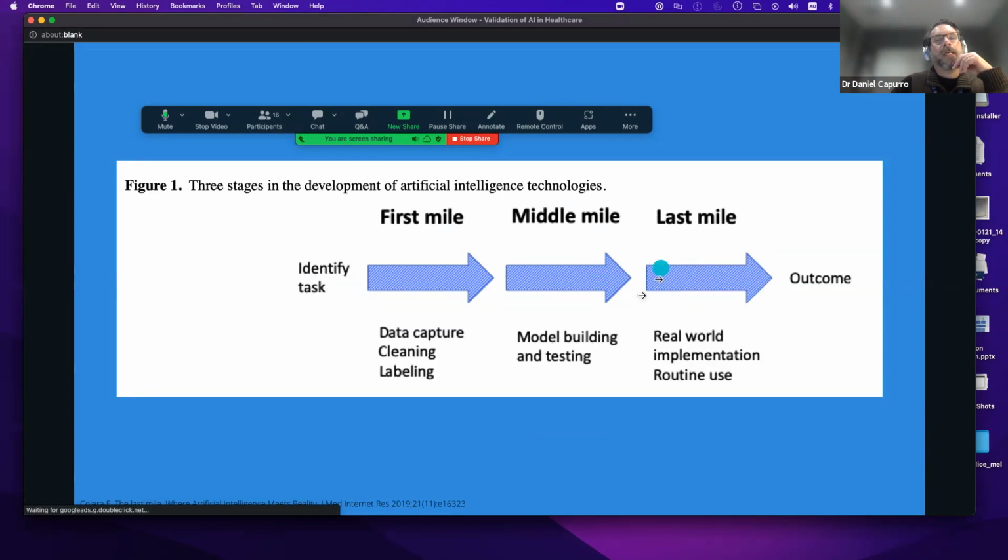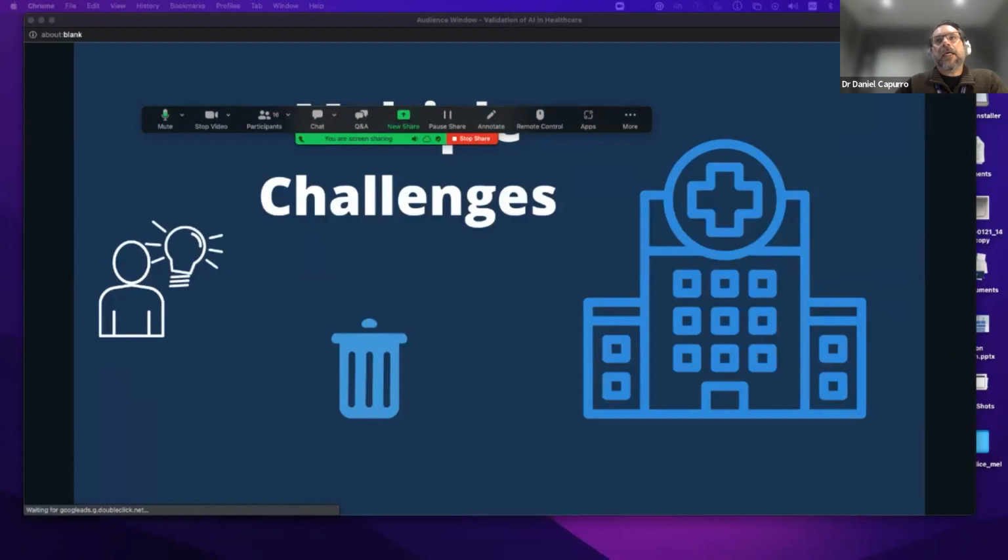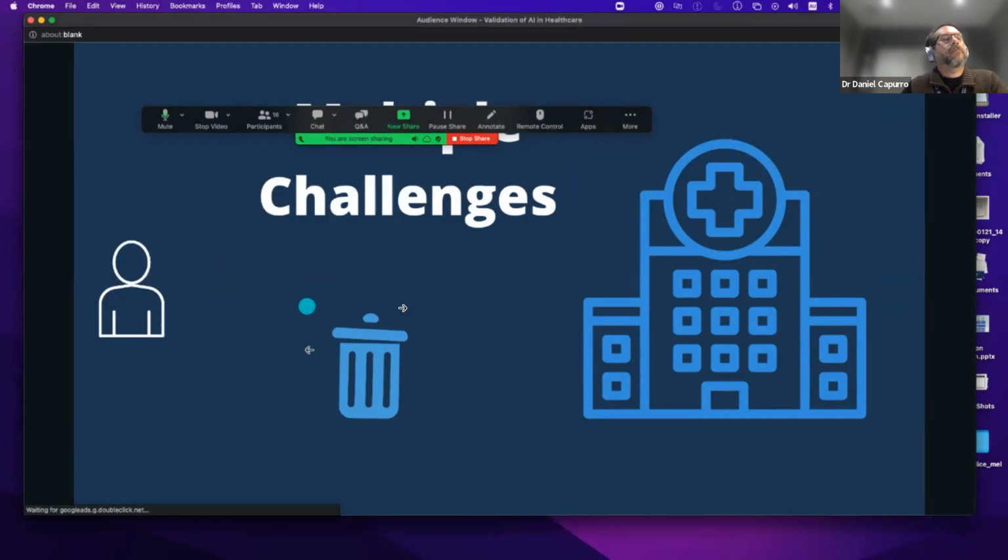But even if I had an algorithm that has demonstrated to be clinically useful for patient-relevant outcomes, then the implementation would still be a challenge. And I'm going to go through a little bit of that. Again, the last mile is a challenge. So even if we have great ideas, there are multiple challenges that prevent me from bringing those ideas, algorithms, to the hospital. And a lot of them end up in the bin and never get implemented.